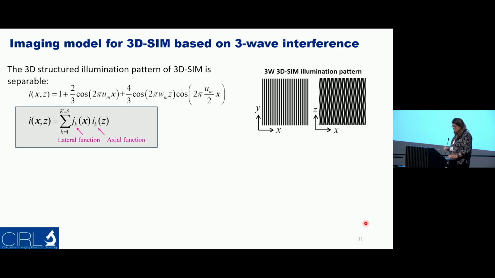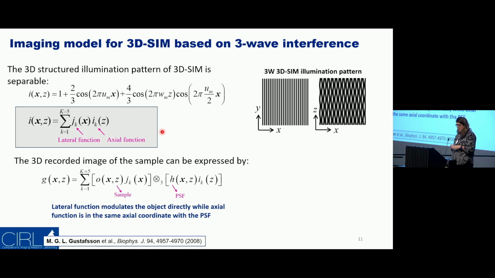So one thing that I want to point out, and I don't want to dwell on equations here, is that the three-dimensional imaging structural illumination pattern is separable in two functions, one that is lateral and the other one that is axial. That was shown at the beginning by Mats Gustafsson. But in development of methods for three-dimensional processing, some people miss that part. You have to use the correct imaging 3D model, which is the one shown here, and the point that I want to make is that the lateral part of the structure pattern modulates the object, while the axial part of the structure pattern modulates the point spread function.